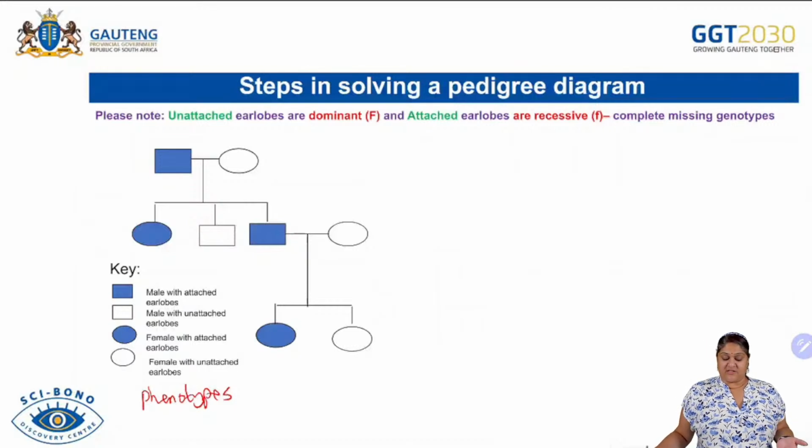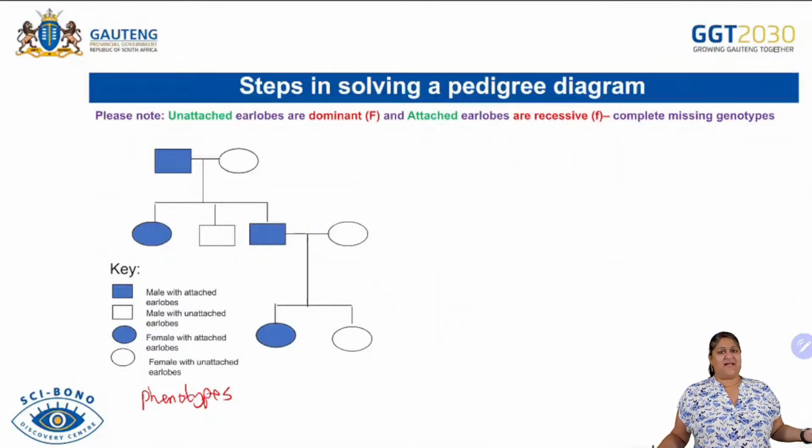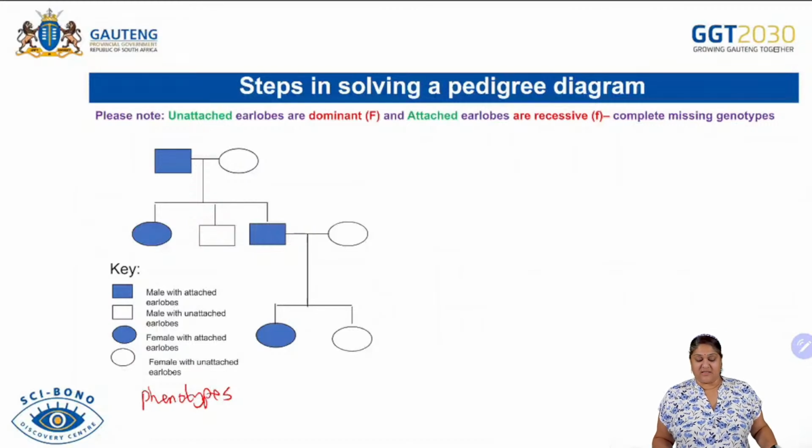And the unshaded is with the unattached earlobes. Okay. But they're not telling us which one is the dominant allele or which one is the recessive allele. Okay. But they've got a note there for us. They will always give you an indication. So in this instance, they didn't give us some genotypes in here that would have given us an indication. But here they told us that unattached earlobes are dominant and attached earlobes are recessive. We must complete the missing genotypes.